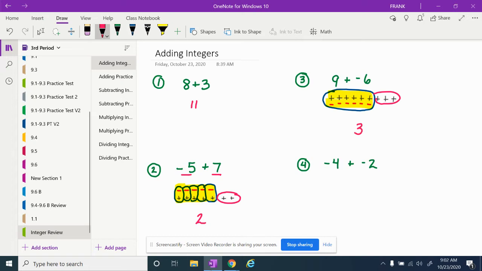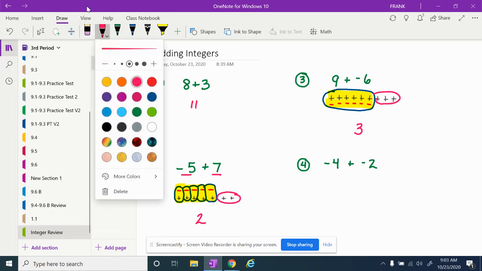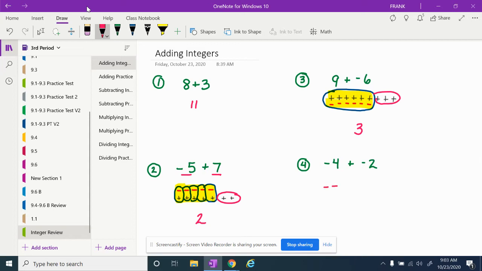And then the last possible scenario that you could have for adding integers is you could have a negative plus a negative. So let's think about this again. So if I have -4, then I'm going to put 4 negatives. And then it says I'm going to add 2 more negatives.